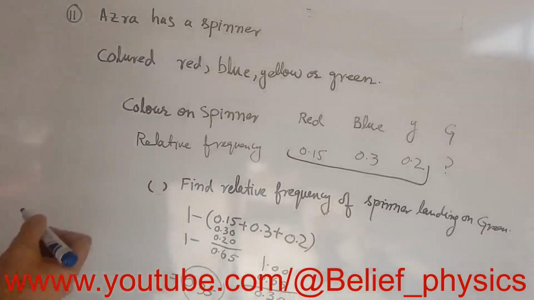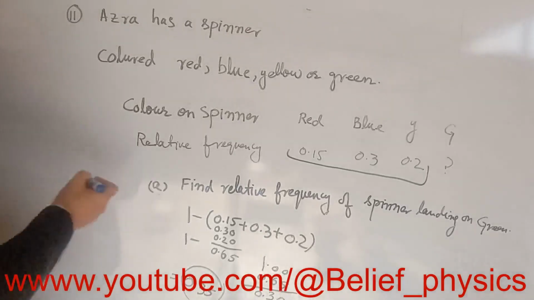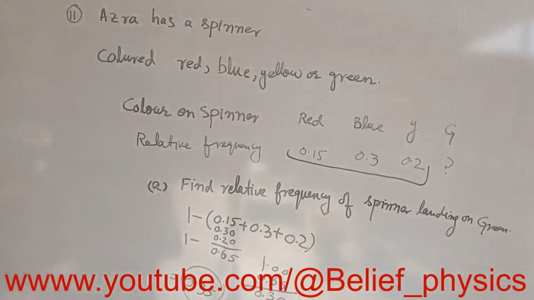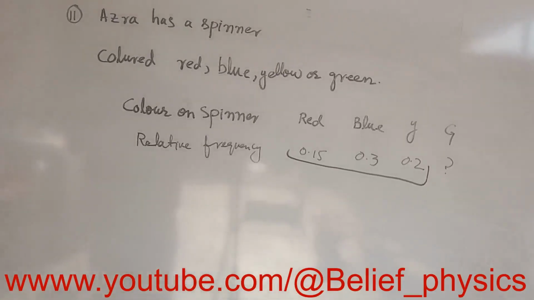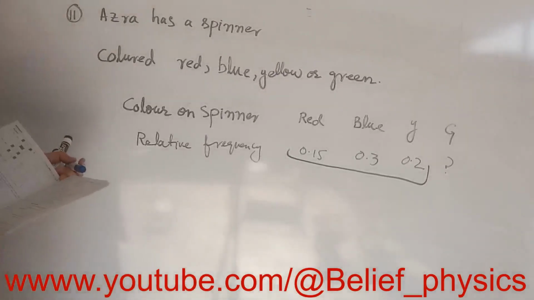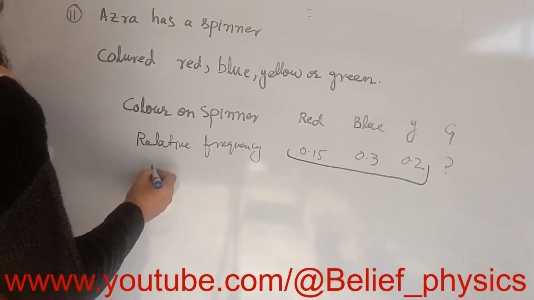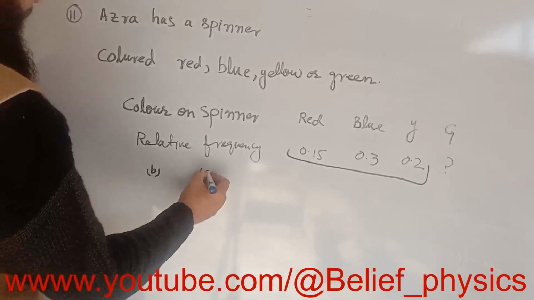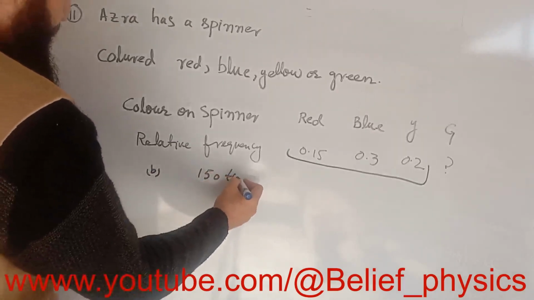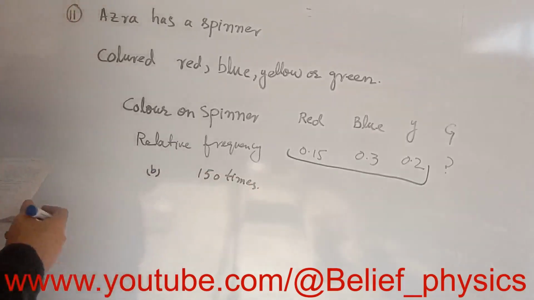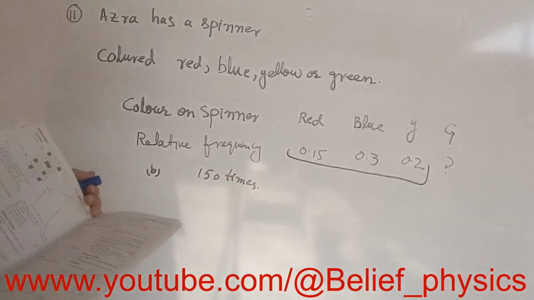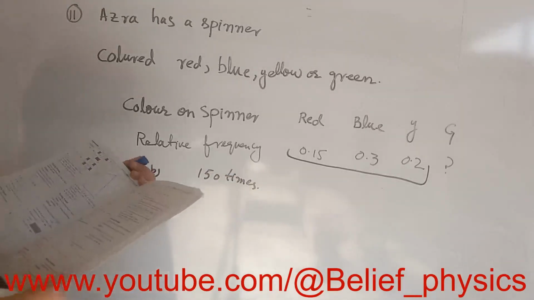Sorry, that was part A. Now we'll start part B in the next slide. B part is, Azra spins the spinner 150 times. So how many times would she expect the spinner to land on blue?